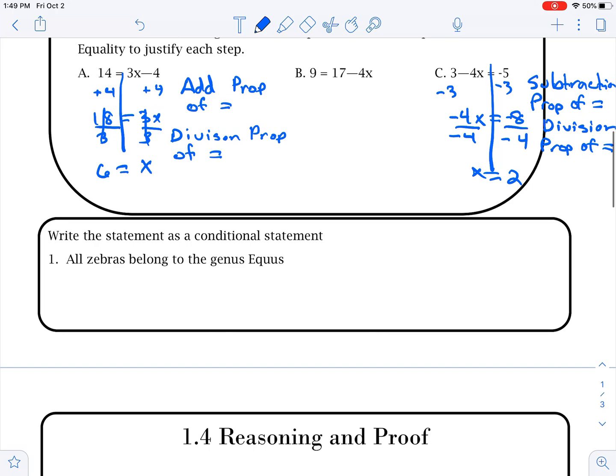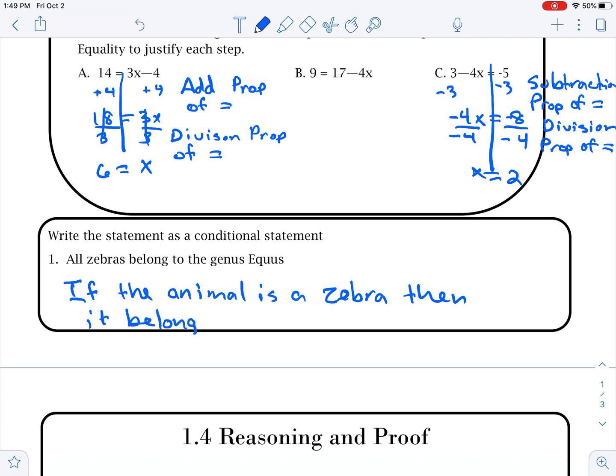Write the statement as a conditional statement. All zebras belong to the genus Equus. So it's an if, okay, we could say if the animal is a zebra, then it belongs to the genus Equus.